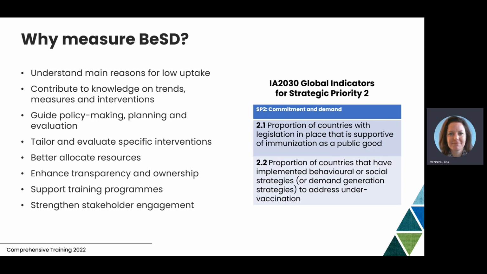The data can be used as part of various kinds of training activities, and it can be used as a basis for dialogue and conversations with program stakeholders and partners, community representatives, to get the right people around the table to be addressing these barriers as well. We've also included these measures as part of Strategic Priority 2 of IA 2030, so that at a global level, we're also following the number of countries that are gathering data based on use of these measures as well.